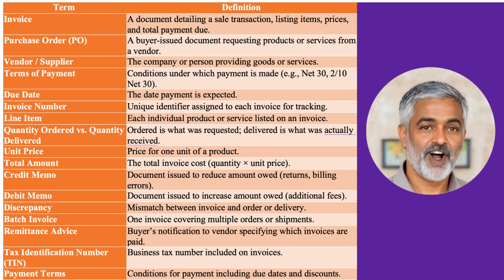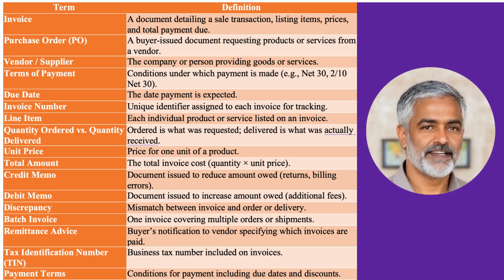Invoice: a document detailing a sale transaction, listing items, prices, and total payment due. Purchase order, PO: a buyer-issued document requesting products or services from a vendor. Supplier: the company or person providing goods or services. Terms of payment: conditions under which payment is made, for example, net 30. Due date: the date payment is expected. Invoice number: unique identifier assigned to each invoice for tracking.